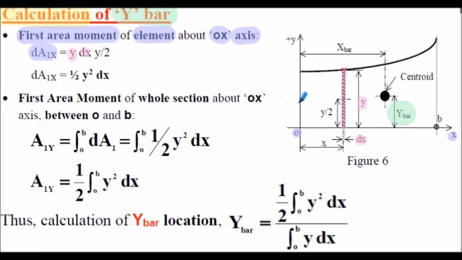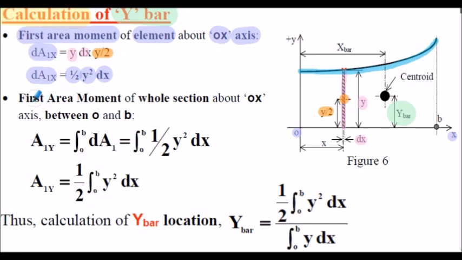The centroid location of the elemental strip, which is obviously half the height, is y upon 2, shown here. So evaluating the above, our first area moment is a half y squared dx. And we need to calculate the first area moment of the area under this entire section, shown here.